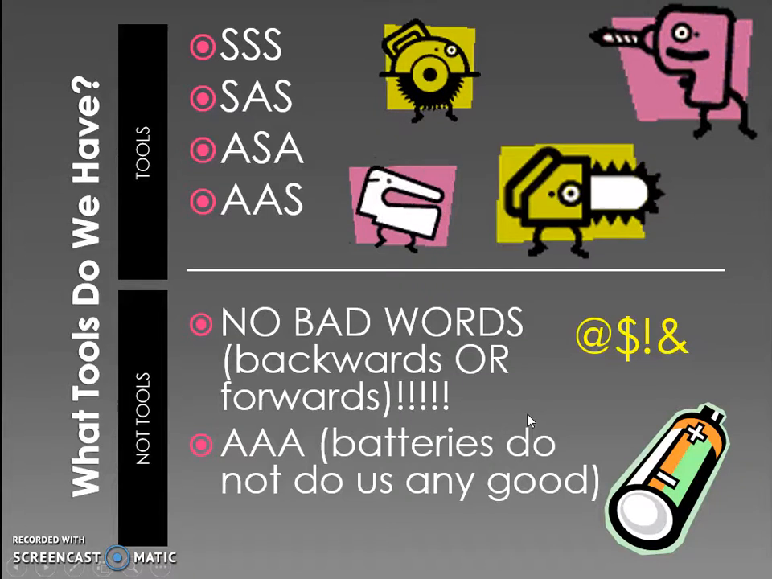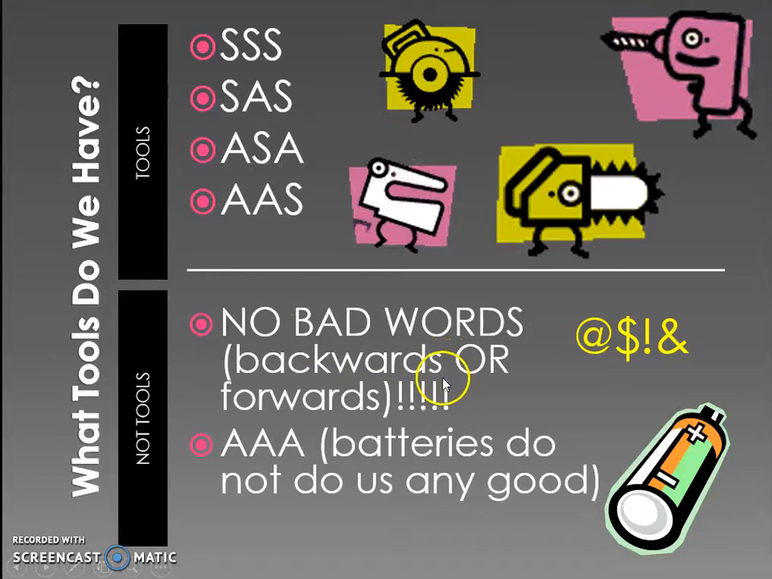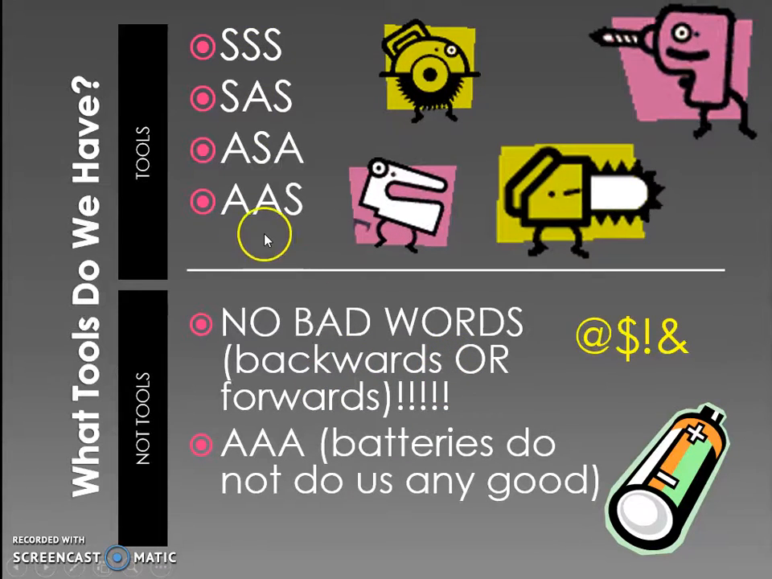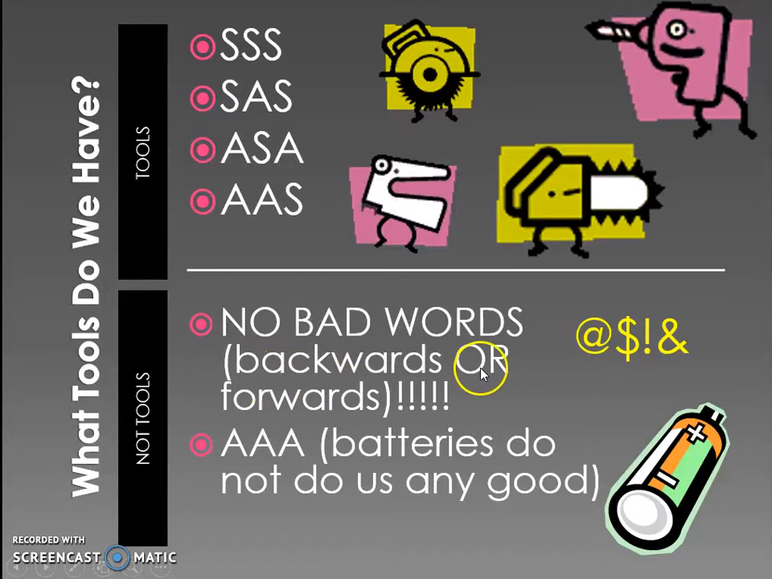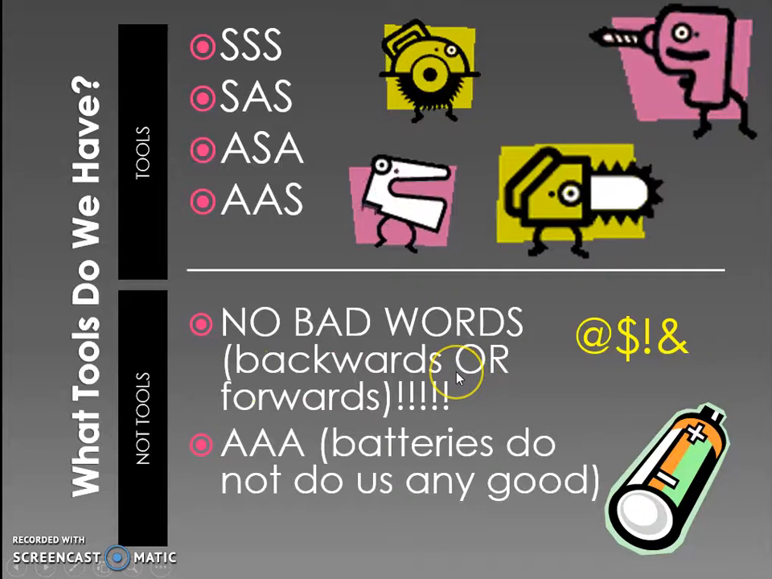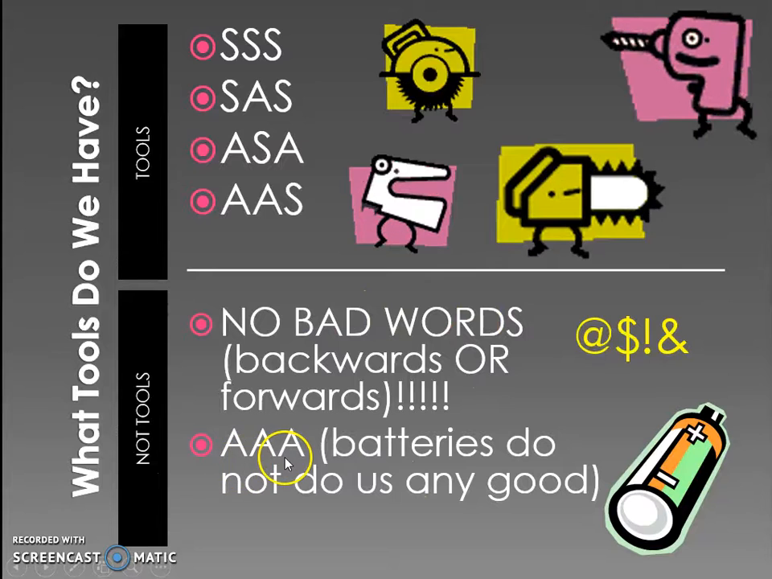And then not tools, we cannot use, we can only use these 4. We cannot use other ones. Okay? So there are other possible ones, ASS or SSA. Those you cannot use to prove congruence. That's why it says no bad words. And then AAA, AAA battery, you cannot use.